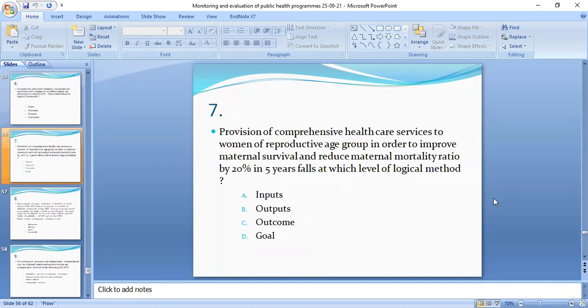Seventh MCQ: provision of comprehensive healthcare services to women of reproductive age group in order to improve maternal survival and reduce maternal mortality ratio by 20% in 5 years falls at which level of logical framework? D. Yes, it is an outcome, because it is long term.